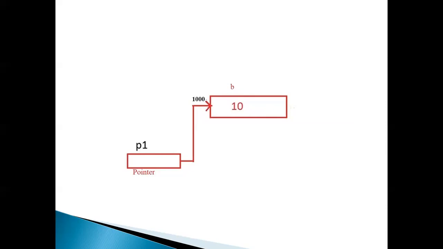See the diagram. b is the ordinary variable, it contains the data 10. p1 is the pointer which points to the ordinary variable b, and the address of b is 1000.